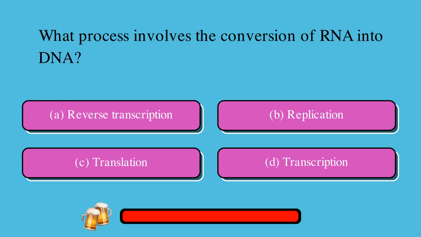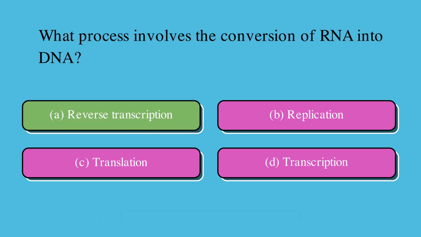What process involves the conversion of RNA into DNA? A. Reverse transcription, or B. Replication, or C. Translation, or D. Transcription. The correct answer is A. Reverse transcription.